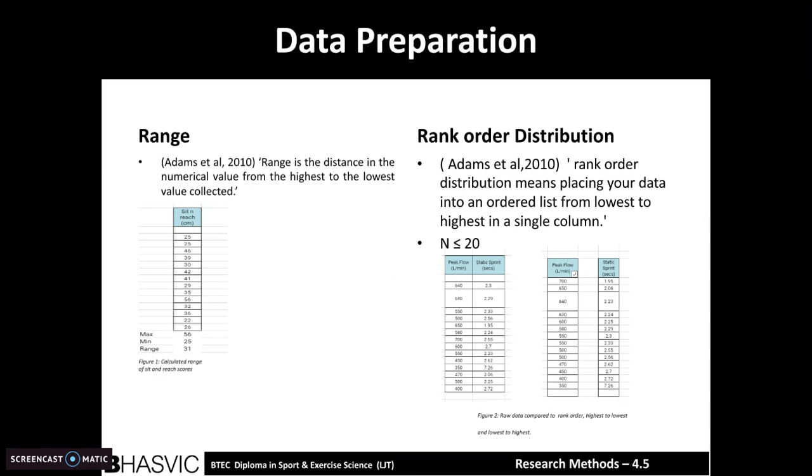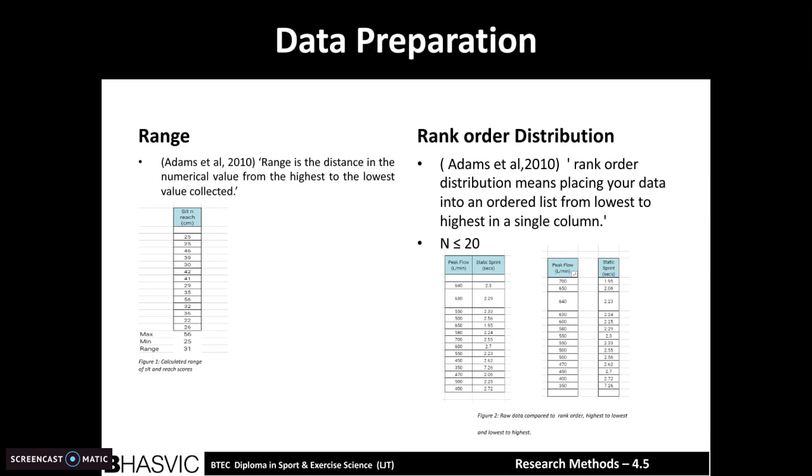A researcher can organise their data through rank order. The data can be presented from the lowest to the highest, or highest to the lowest value. The data is in a single column so that it is easy to analyse which is the best or worst score. Dependent on what data you are analysing depends on which way round your data is presented. For instance, Figure 2 shows the raw data and how I have transferred it to rank order. The peak flow scores are ordered from highest to lowest. This is because the highest peak flow score represents the best.